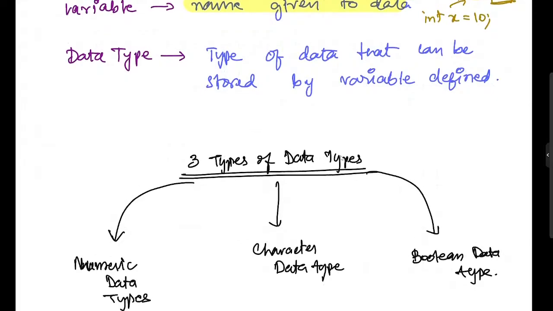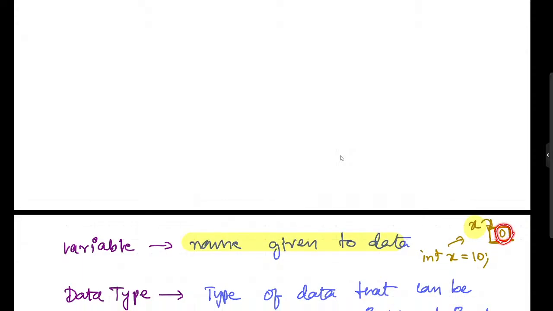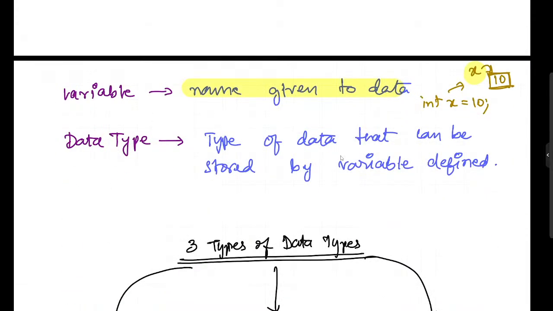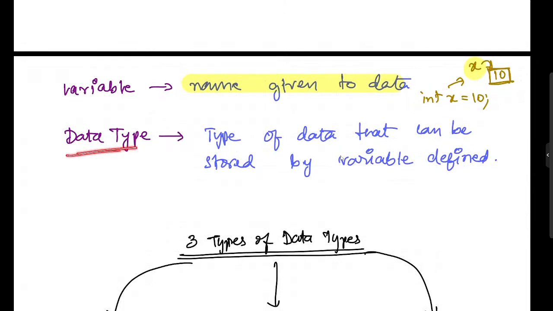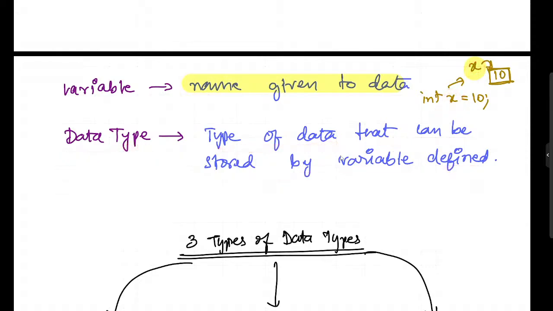In the same way, every piece of data that you see, like this particular data here, 10, will generally have a type associated with it. Since we have used int, that is the type associated with that data. Data type is basically the type of the data that can be stored by the variable defined. So in int x equal to 10, the type of that 10 is integer.